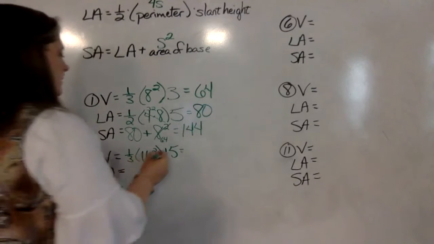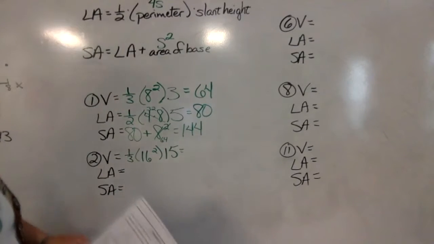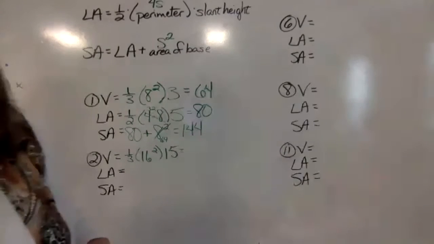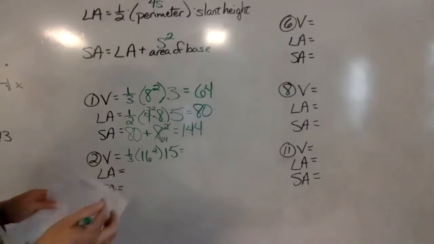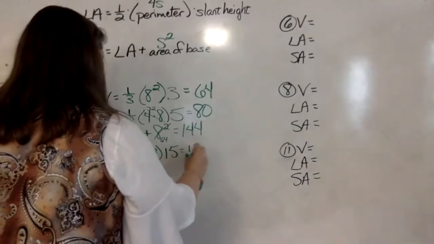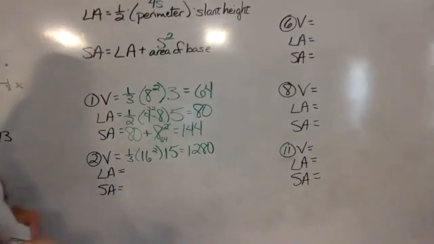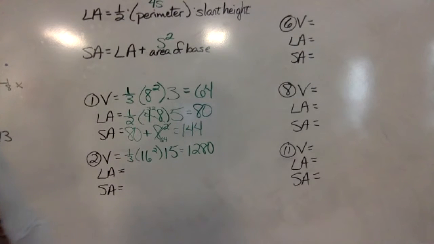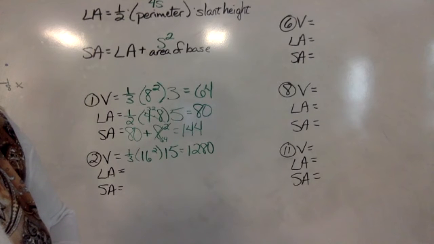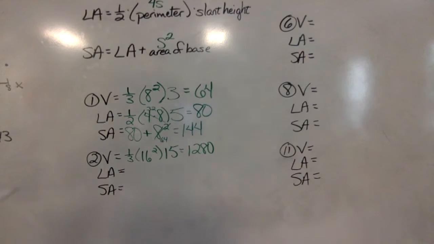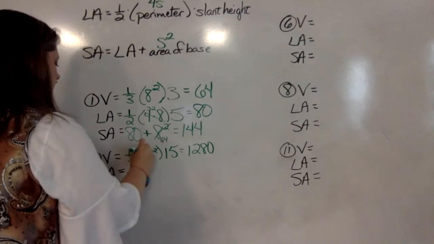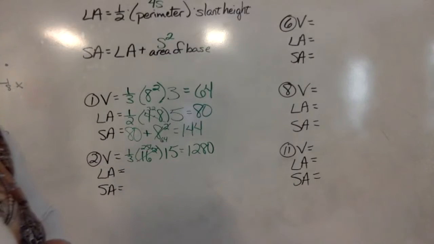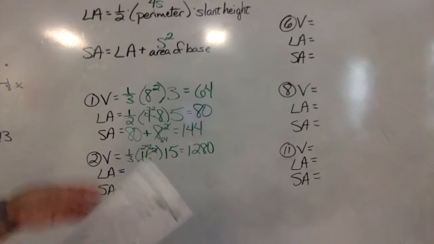So you get a big number, multiply this out. Remember I told you your calculator's handy? Yeah, I got 1,280. Because 16 squared was 256. And then 1/3 of 15 I know is 5. So I took 256 times 5 and got 1,280.